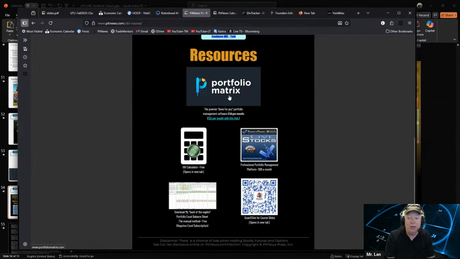Now, Portfolio Matrix is the software that we're creating. It's still in beta. It's not a release version by any stretch of the imagination. Still has some bugaboos in there. But we want you to join it because we can then use you as a guinea pig. All right, let's be honest about why we want you in there right now.